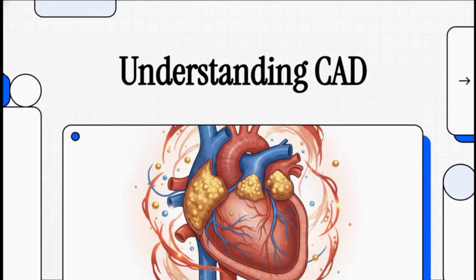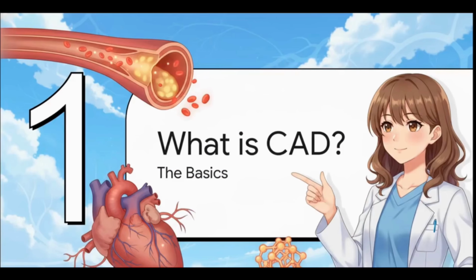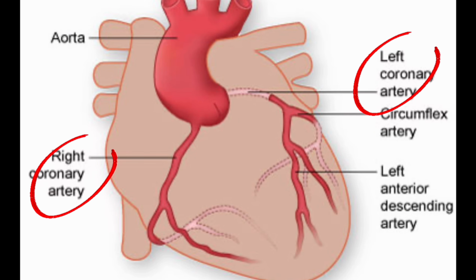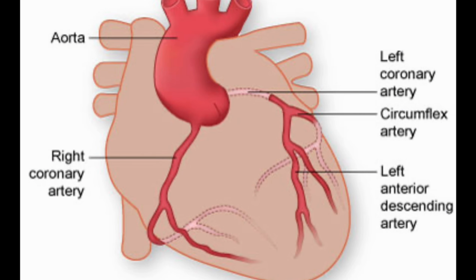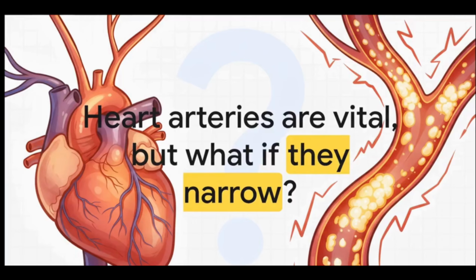Today, we're talking about coronary artery disease or CAD. To understand CAD, we first need to look at the arteries that supply the heart. These are called coronary arteries. The heart is a muscle, and like any muscle, it needs its own blood supply to function. That blood is delivered through those coronary arteries. So, what happens when they begin to narrow? That's exactly what coronary artery disease is about.